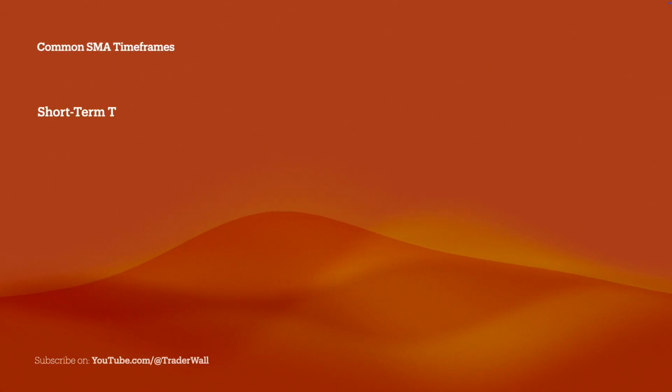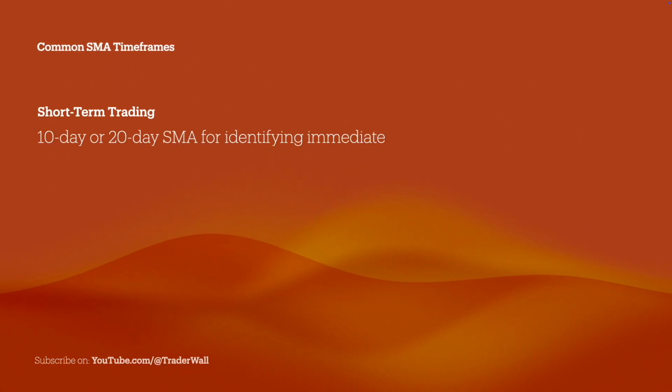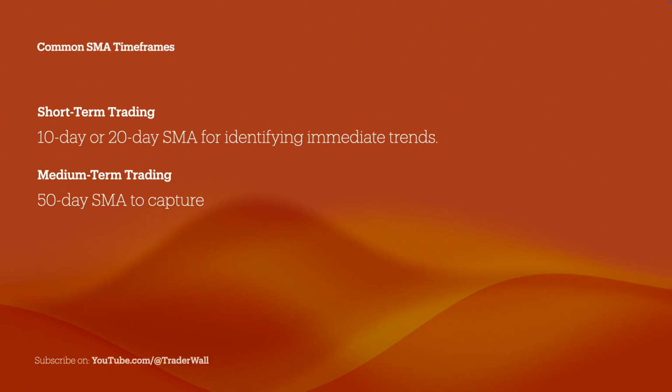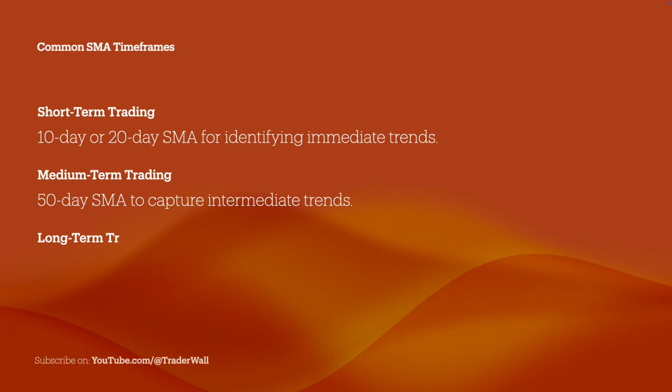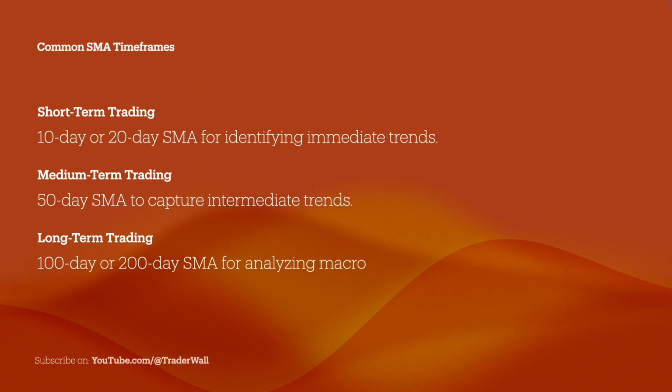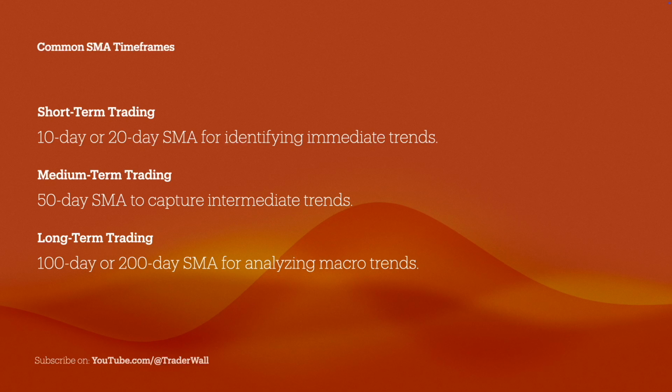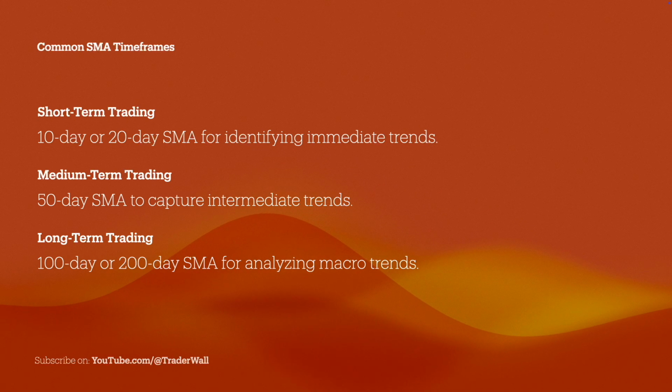Common SMA timeframes. The choice of SMA period varies based on trading style. Short-term trading. 10-day or 20-day SMA for identifying immediate trends. Medium-term trading. 50-day SMA to capture intermediate trends. Long-term trading. 100-day or 200-day SMA for analyzing macro trends. Combining multiple SMAs, such as the 50-day and 200-day, helps traders detect crossovers and refine their strategies.